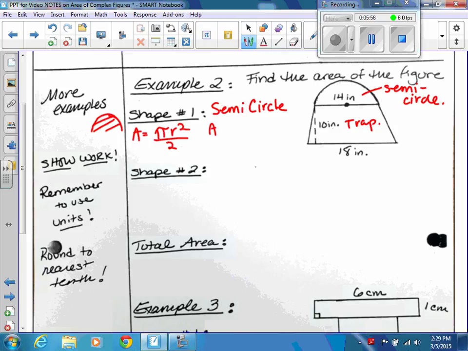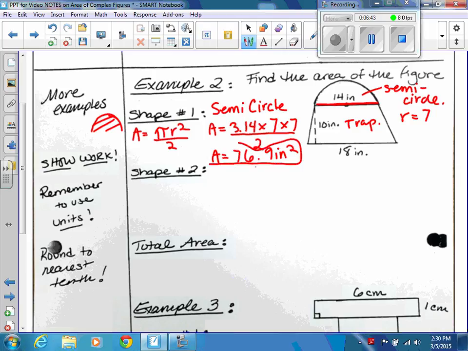So area is equal to pi, which is 3.14, times the radius. Okay, well, I have a diameter here. I need a radius. So the radius is going to equal 7, because I have to cut it in half. And it's 7 squared, which means 7 times 7. I would suggest writing it out like this when you have circles, because sometimes people mess it up when they put the 7 squared. So write it all out. We know it's going to be 7 times 7. And then, again, after I'm done with that math, I'm going to divide it by 2. So what I wind up with is the area is equal to 76.9 inches squared.